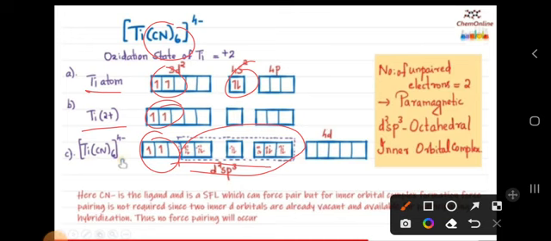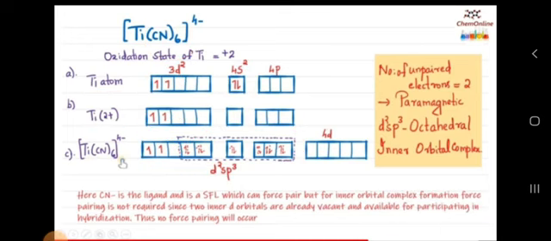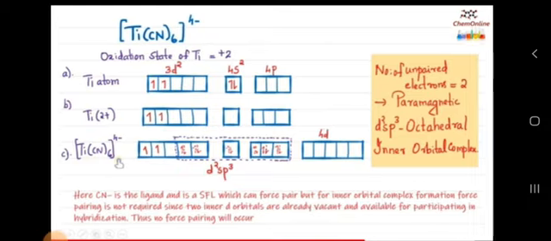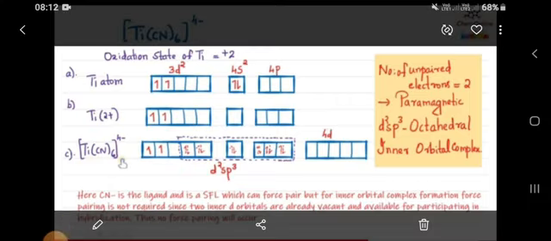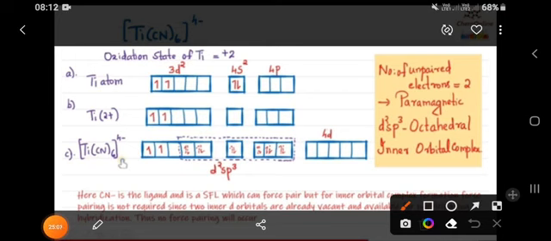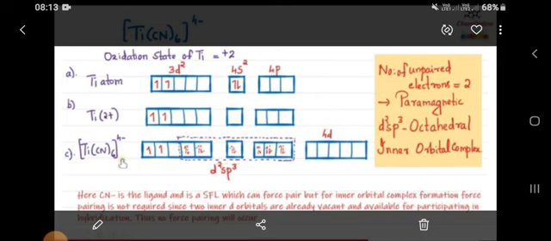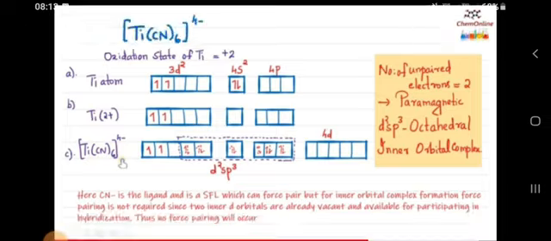Why? Because here forced pairing is not required. We have only 2 electrons, and the orbitals are already vacant. If there is no vacant orbital, then we can pair up. If there are already vacant orbitals available to form the hybridization, then it does not take forced pairing. So this is the reason.